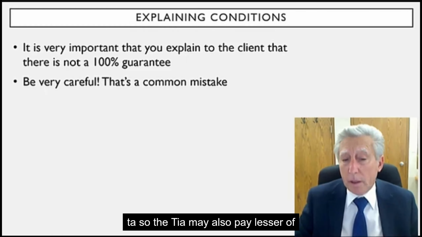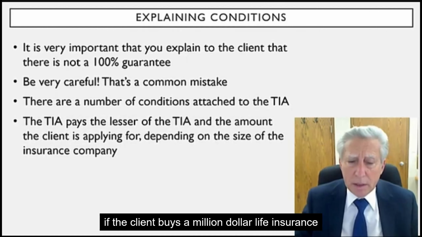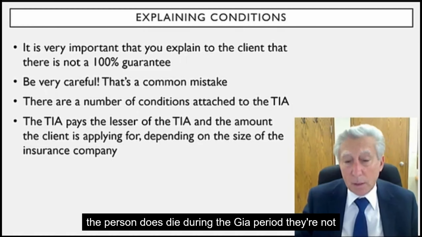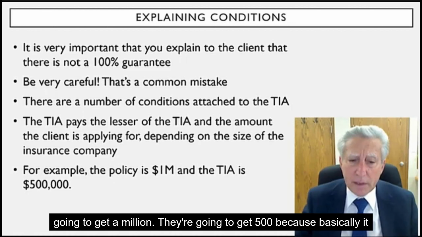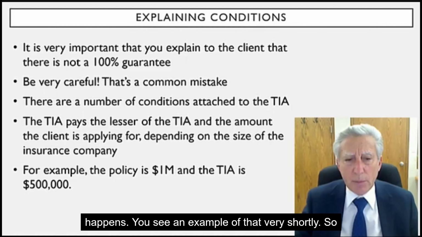The TIA may also pay the lesser of the TIA amount and the amount the client is applying for. So for example, if the client buys a $1 million life insurance policy, but the TIA only says $500,000, and the person does die during the TIA period, they're not going to get $1 million. They're going to get $500,000, because basically it is whichever is the least that actually happens. So you'll see an example of that very shortly.